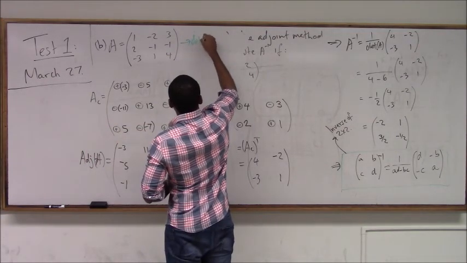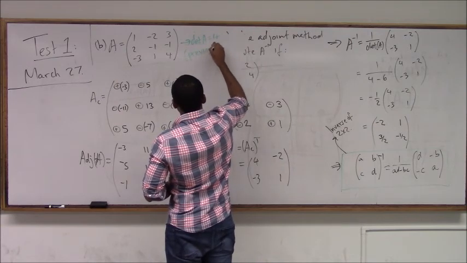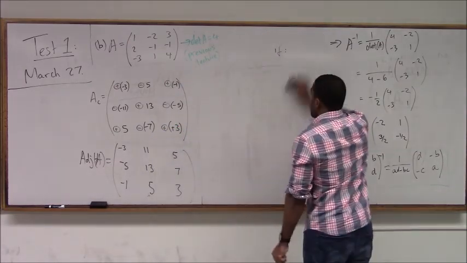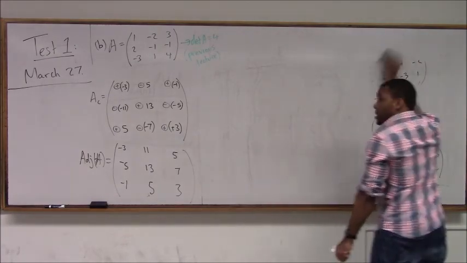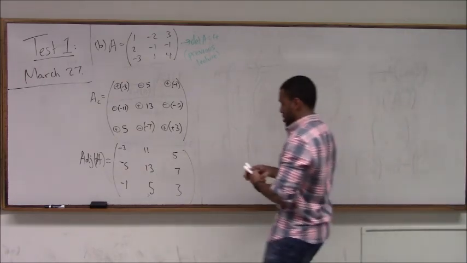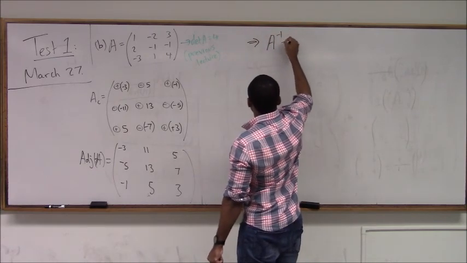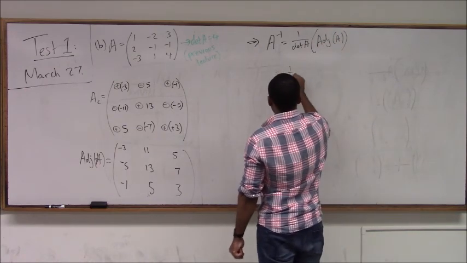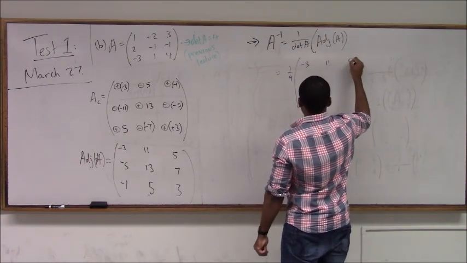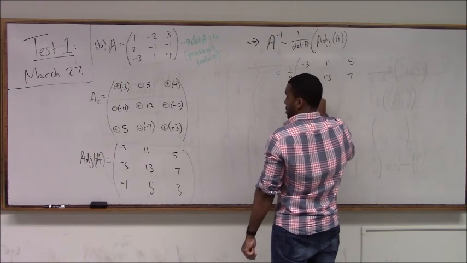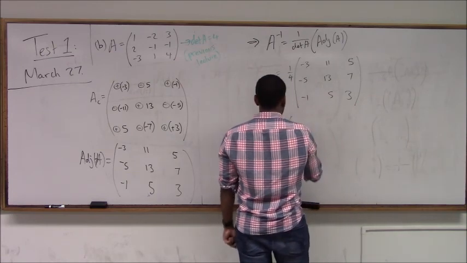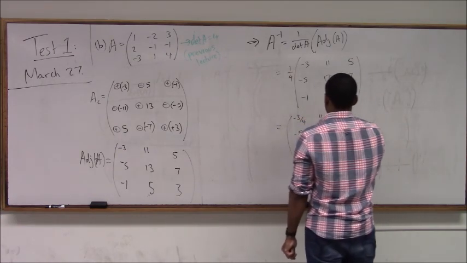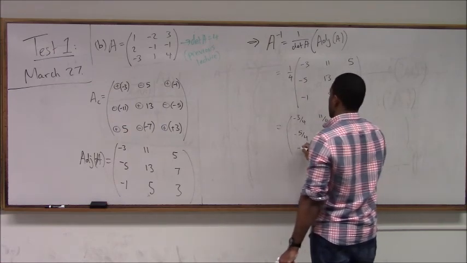So here, the determinant of A is 4. This is from a previous lecture. Okay, so A inverse now. This means A inverse is 1 over the determinant of A times the adjoint of A. That's 1 over 4 times minus 3, 11, 5, minus 5, 13, 7, minus 1, 5, 3. Was this what we got last time, or is it something else? It's what we got last time.